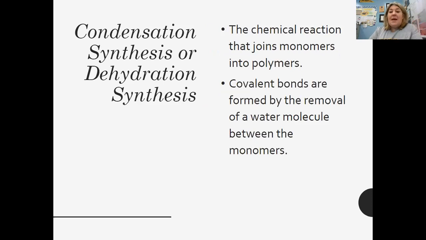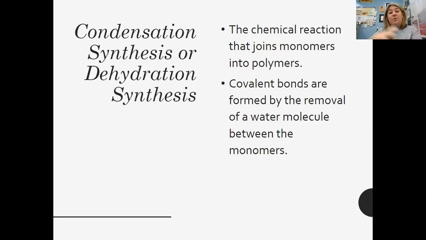So the way that we make a polymer is something that we call condensation synthesis, or I learned it as dehydration synthesis. We all know that when you dehydrate something or you become dehydrated, you've lost water. You don't have enough water, or you've removed the water from that particular substance. If you dehydrate meat to make jerky, you're taking all the water out of it so that it will last. Well, dehydration synthesis is basically the same thing.